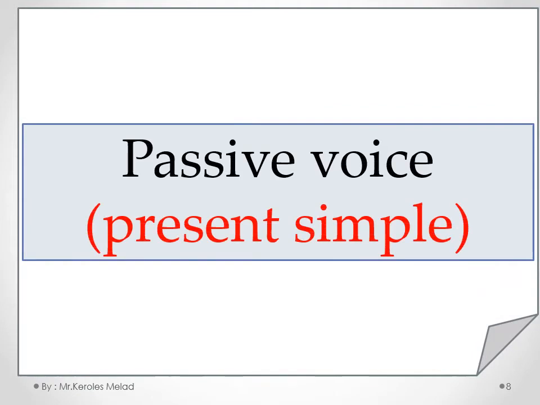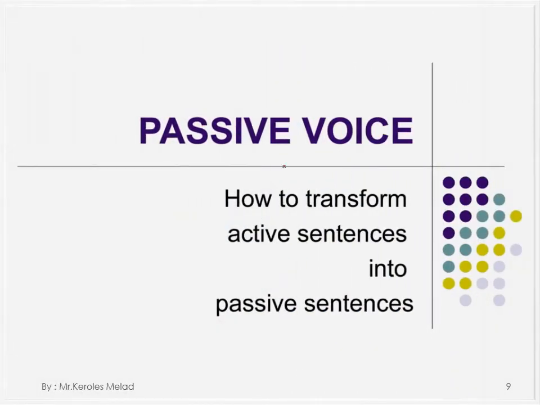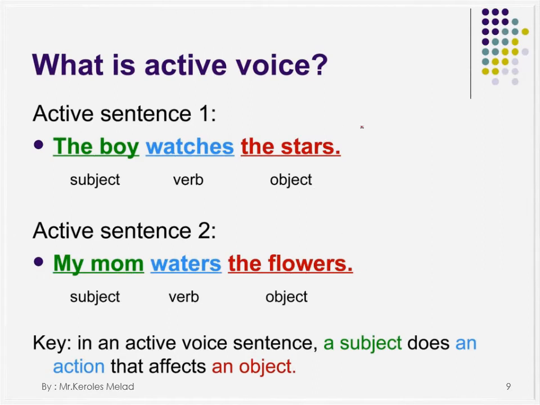Now let's talk about the passive voice with the present simple. How to transform an active sentence into a passive sentence. Before we start, we should explain what the active voice is. Look at this sentence: The boy watches the stars. The boy is the subject, the verb is watches, and the object is stars.